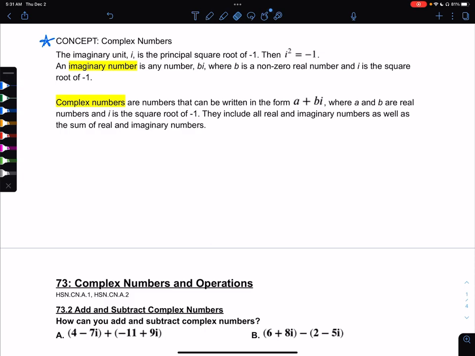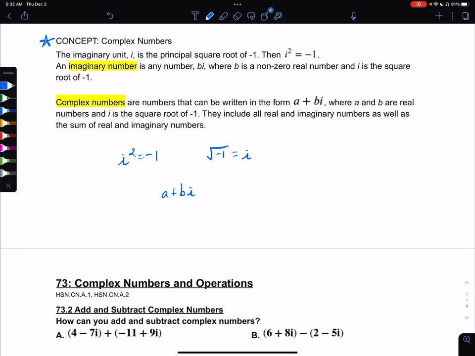Right, so two of the main takeaways from here, and this includes the previous video, is that we want to remember that anytime we have i squared, that's equal to -1. We also want to remember that the square root of -1 is equal to i. And then the form that we're looking to write most of our complex numbers in is a plus bi, where a and b, again, are real numbers.